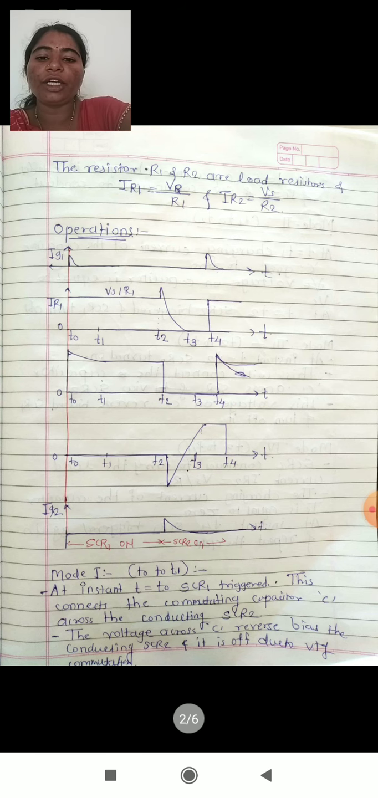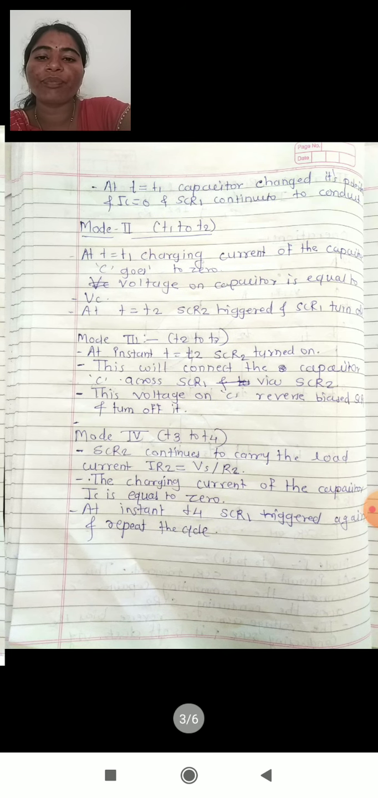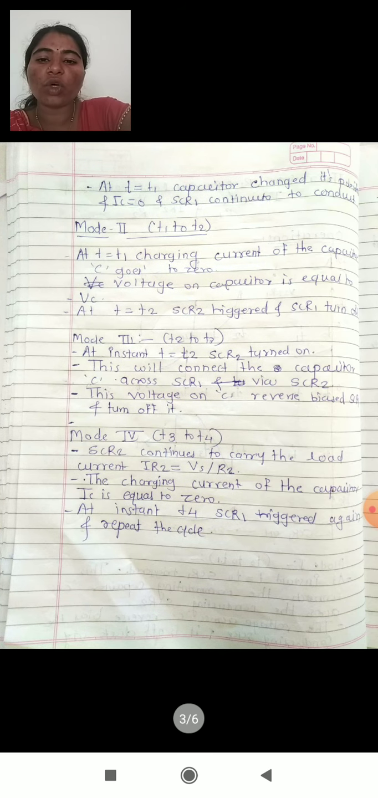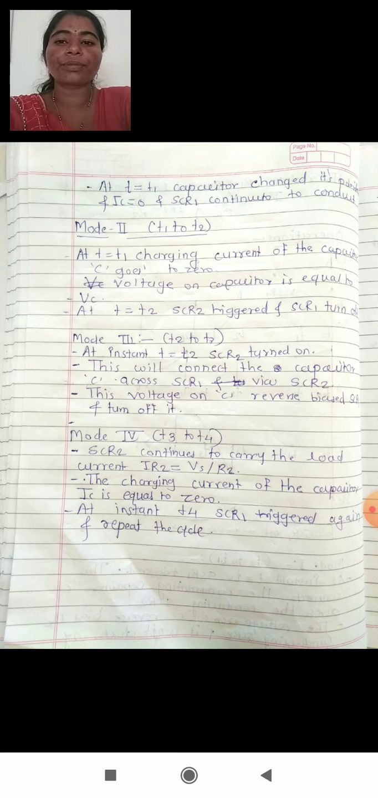Now mode 3 is from T2 to T3, as seen in the figure. At instant T equals T2, SCR2 gets turned on. This connects the capacitor C across SCR1 via SCR2. The voltage on capacitor C reverse biases SCR1 and turns it off. Means we can say that when SCR2 gets turned on, SCR1 gets turned off.